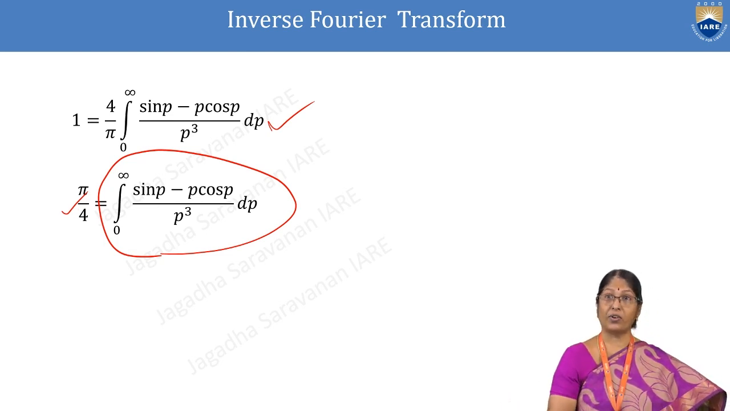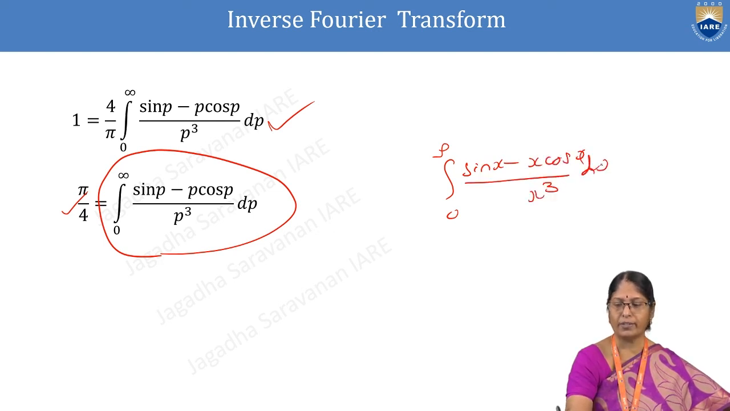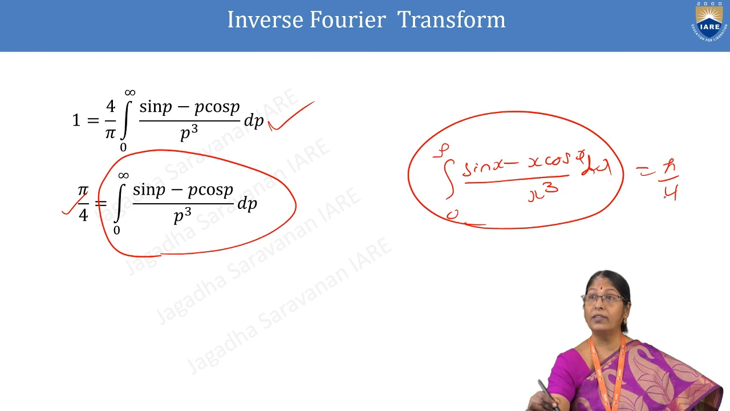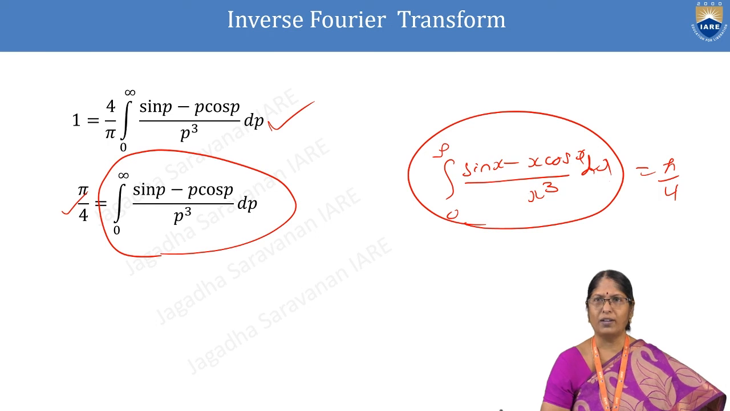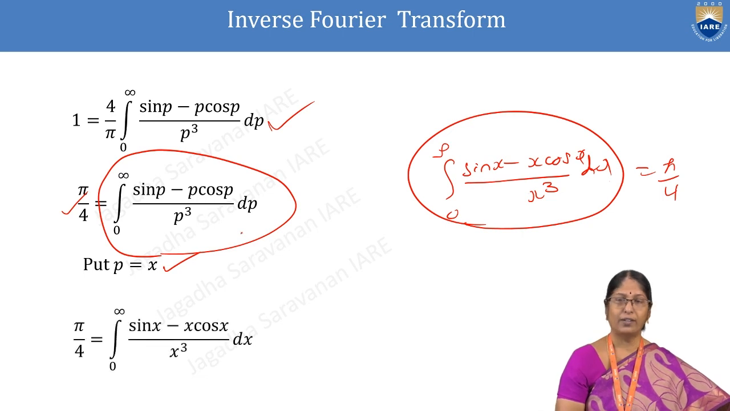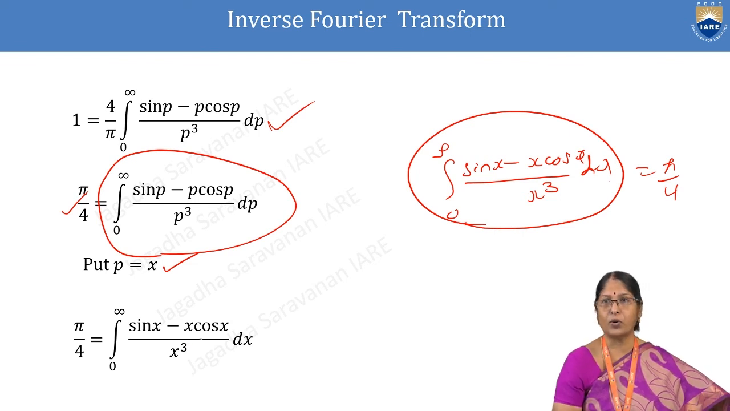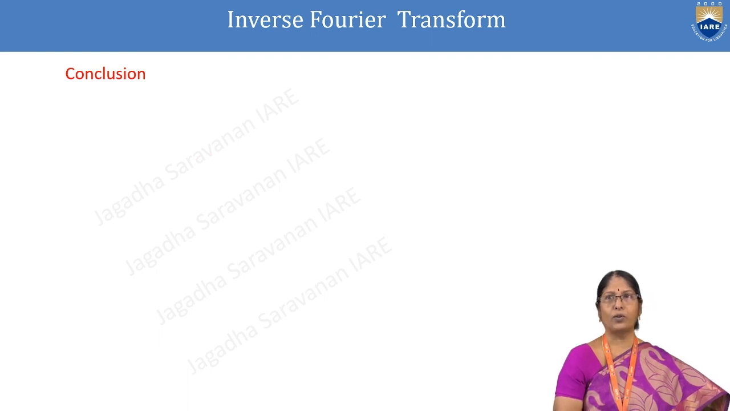What they asked us is this: the question is integral 0 to infinity sin x minus x cos x divided by x cube dx equal to pi by 4. They told us to deduce it in this form. But ours is in the form of P. Very easy one, replace P by x. So pi by 4 equals integral 0 to infinity sin x minus x cos x by x cube dx. Yes, we will come to a conclusion.